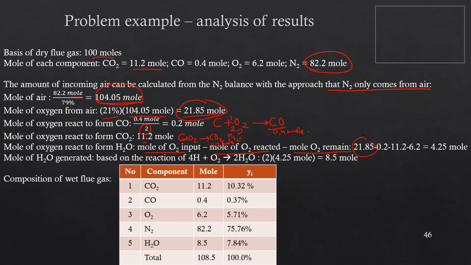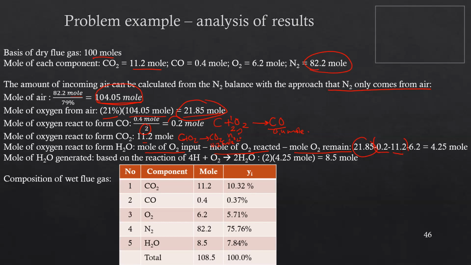So we have 21.85 moles, and we have 0.2 as the moles of oxygen reacted to form the 0.2, minus 0.2. So these are the moles which actually reacted to form the CO and CO2, which are 0.2 moles and 11.2 moles.